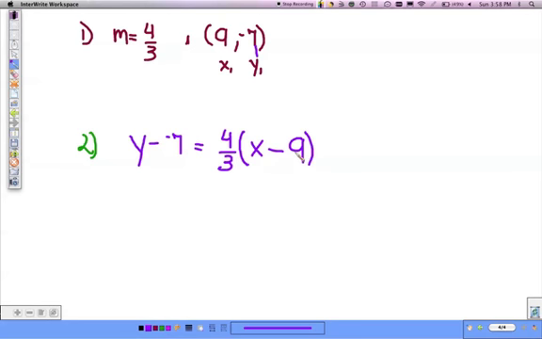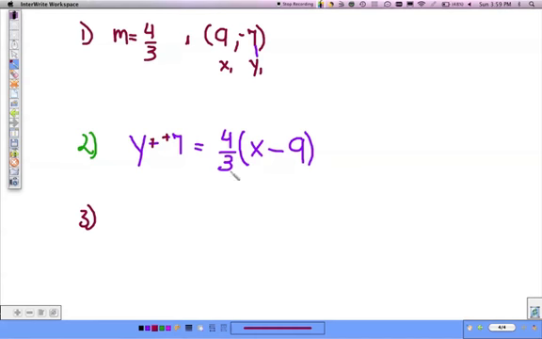Something I want to clarify before we move on is this y minus negative 7. Some people call it keep switch, but what you really have to know is if you're subtracting a negative, it's the same thing as adding a positive. So that really becomes y plus 7, the same thing. All right, and our last step, or our third step, is to rewrite this in slope-intercept form, or y equals mx plus b.